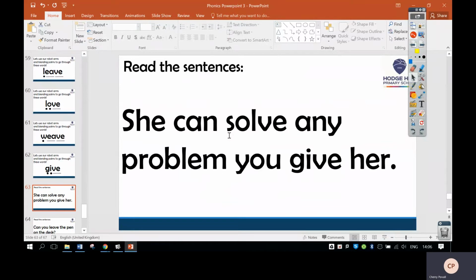Right, I'm now going to highlight the words that had the V sound. So the first one that you should have had was solve. And the second word you should have had was give. So well done if you got both of those words. Right, let's move on to our next one.